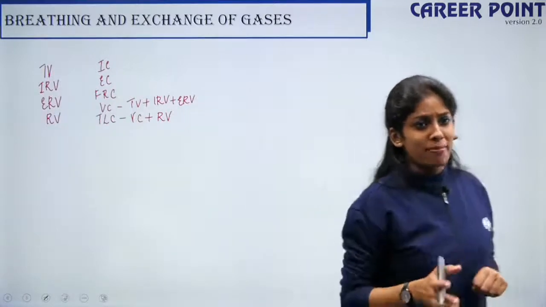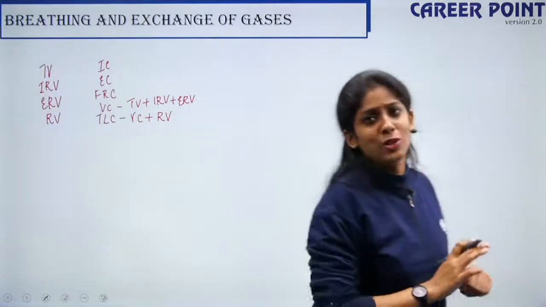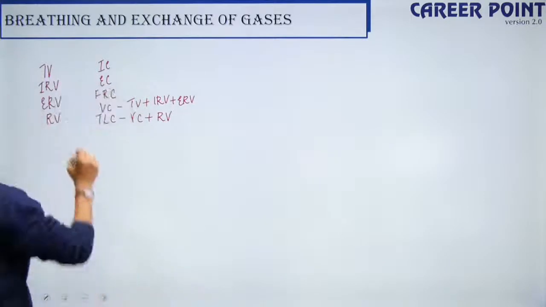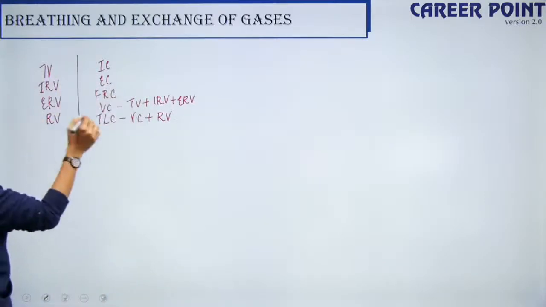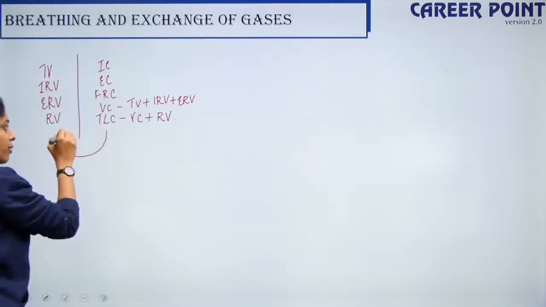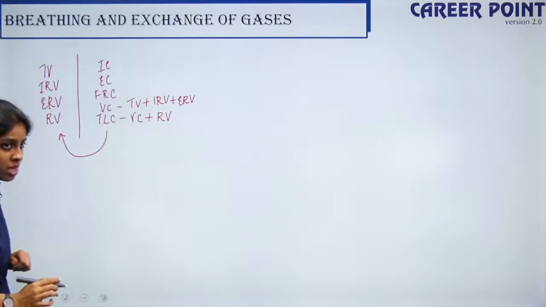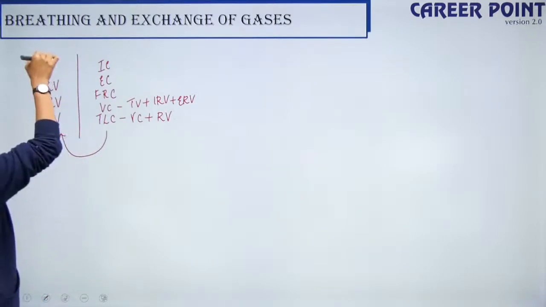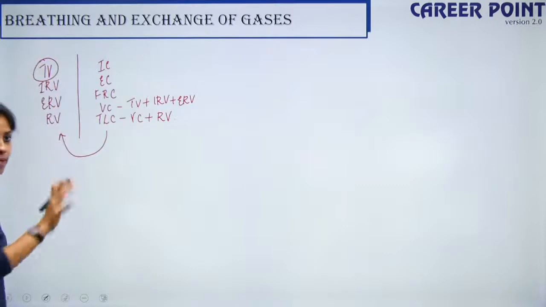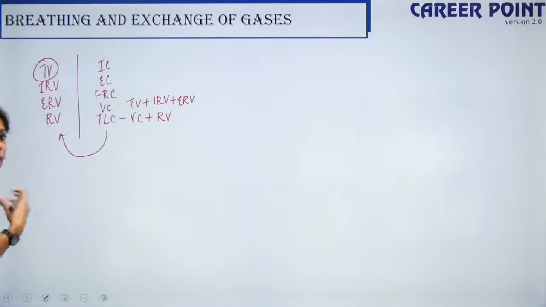Respiratory volumes and capacities are a bit confusing, no worries, okay? You have 4 volumes, and your capacities are measured in volumes. So tidal volume is the normal breathing. Normally we are breathing, though we are not aware of our breathing, but we are breathing, right? That is tidal volume, fine?